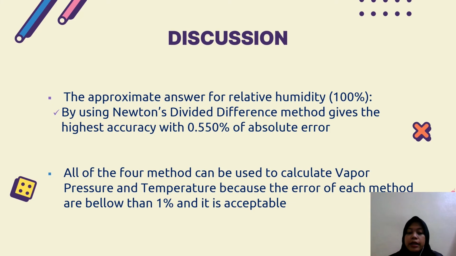Besides, when humidity increased to 100%, Newton's divided difference method showed the highest accuracy of 0.55% absolute error compared to the other Lagrange interpolating polynomial methods. All of the four methods, which are the linear approximation method, quadratic Lagrange interpolating polynomial method, cubic Lagrange interpolating polynomial method, and also Newton's divided difference interpolating polynomial method, can be used to calculate vapor pressure and temperature because the error of each method is below 1% and it is acceptable.